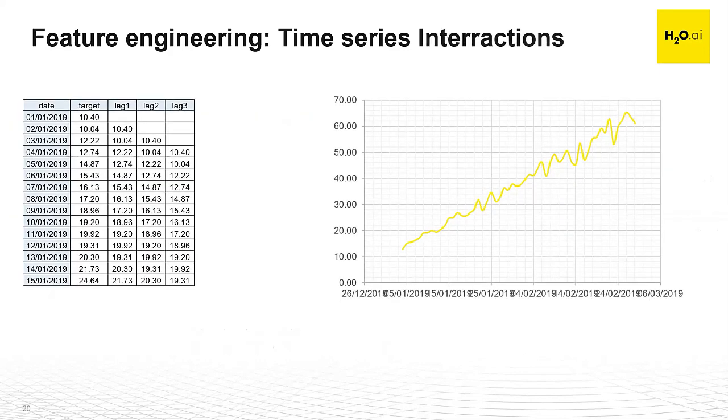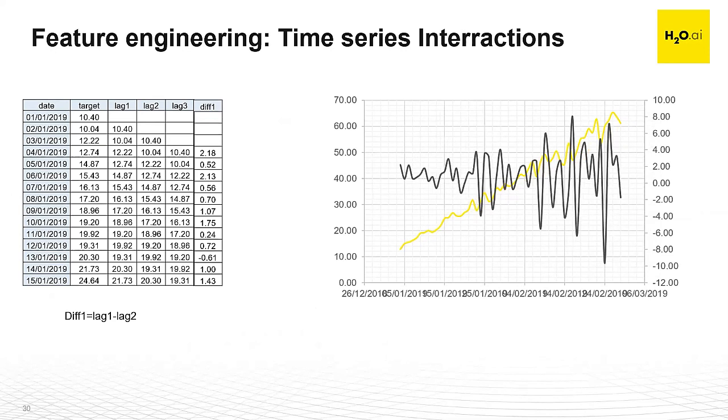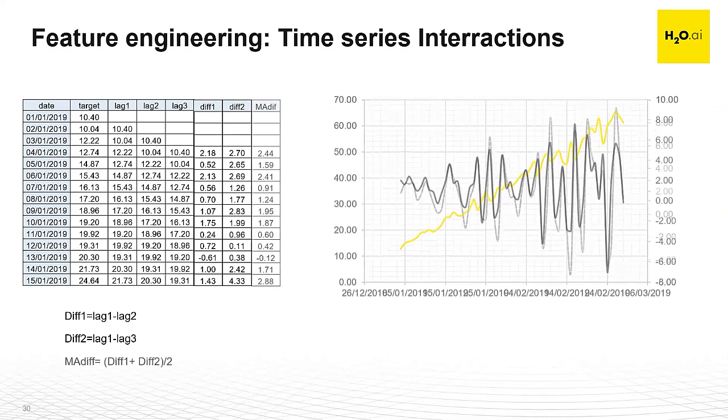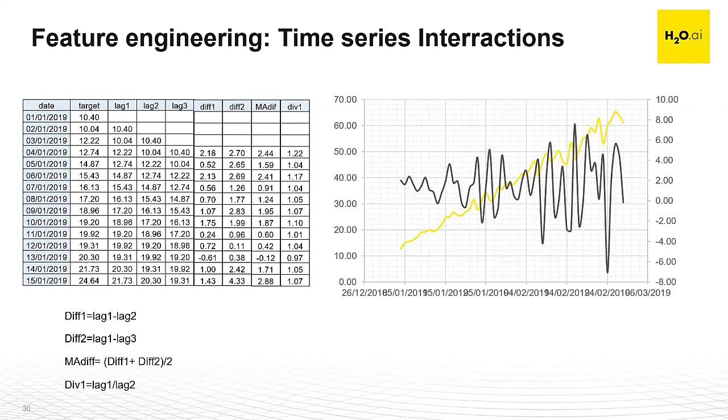You can also create interactions. So instead of just taking the average or the lag values as they are, you can try and create things like lag 1 minus lag 2. And this can help to remove the trend and focus more on day-to-day fluctuations. There are multiple ways you can create these interactions. For example, you can add or divide or subtract, and you can even take a moving average of these differences, and you can try to interact different lags together as well. It doesn't need to be lag 1 minus lag 2, it could be lag 1 minus lag 3.